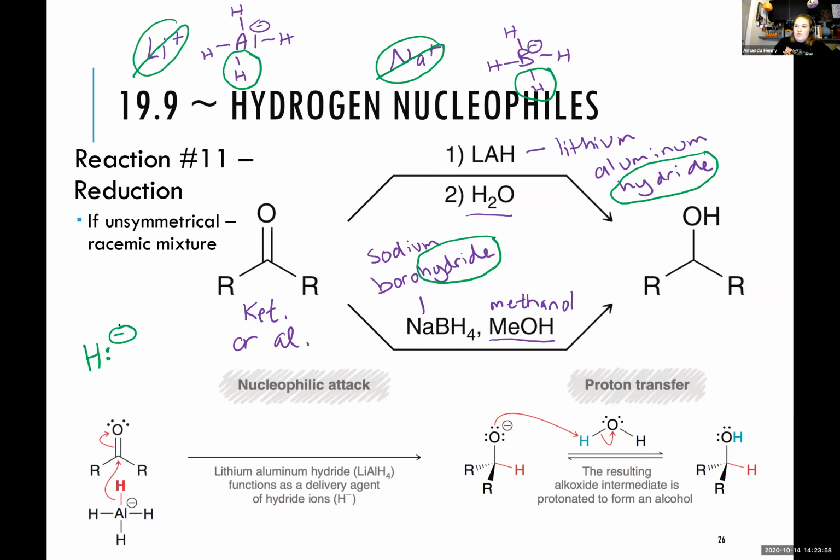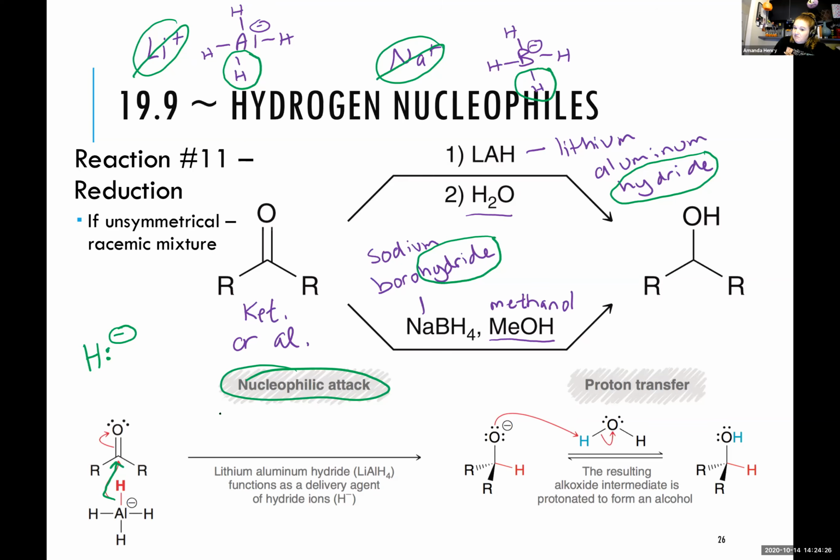So with both of these, we're using a hydrogen with electrons. Down in the mechanism here, in that first step, look at where the arrow is starting. It's starting right at that bond, and we're doing our nucleophilic attack. So we're starting from the bond between the aluminum and the hydrogen.